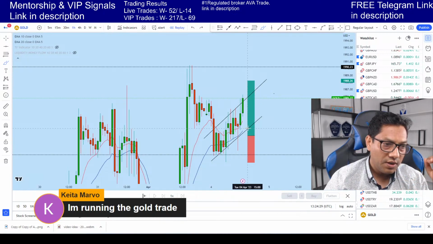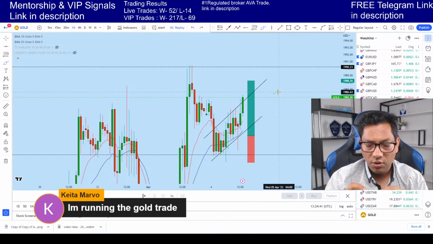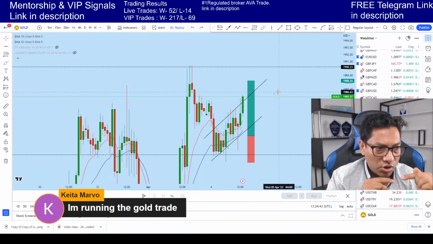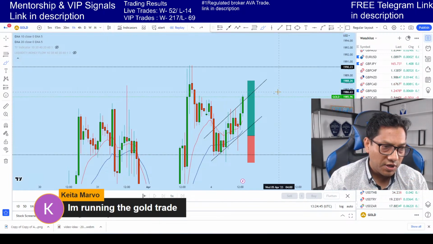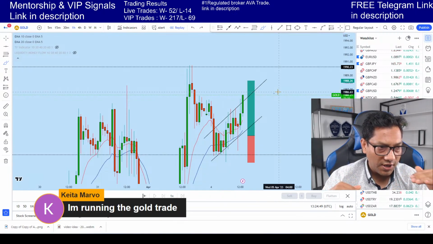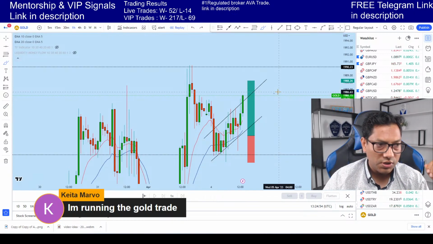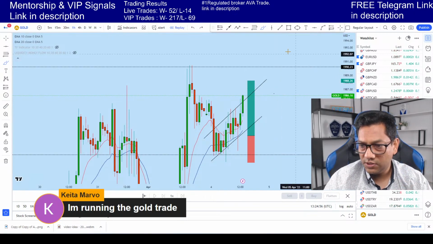You can move that stop loss to entry. Some of you do that, and that's completely fine. It depends on what kind of trade you are running. For example, if you're running a very narrow stop loss and a big profit target, it's a good idea to bring the stop loss to entry. If you're running a bit bigger stop loss, then give it some time to breathe.